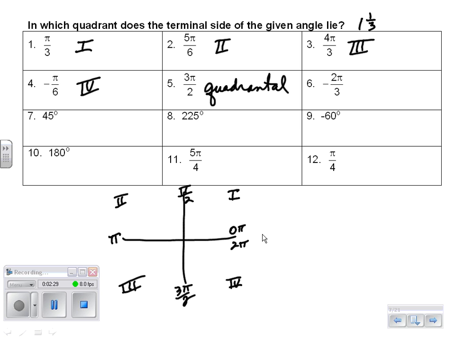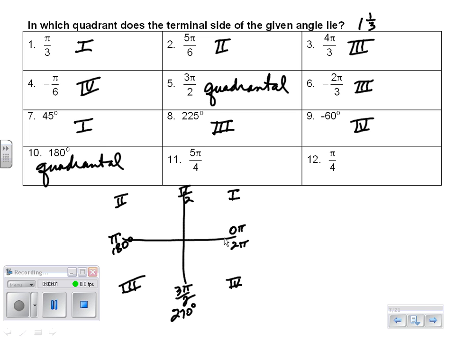Got to know that word. Okay, negative 2 pi over 3 is not quite a full negative pi rotation, but it's more than half, so we're in quadrant 3. 45 degrees, that's up in quadrant 1. Now remember, this is 180 degrees, so if we go past 180 but don't get all the way to 270, we're in quadrant 3, so 225 is quadrant 3. Negative 60 would be in quadrant 4, and 180 is quadrantal.